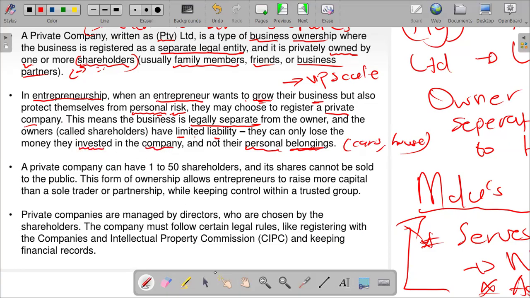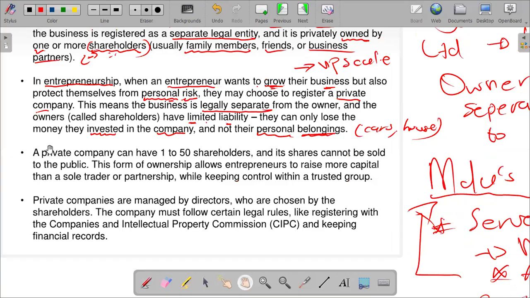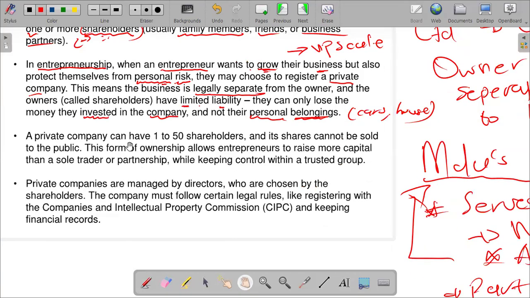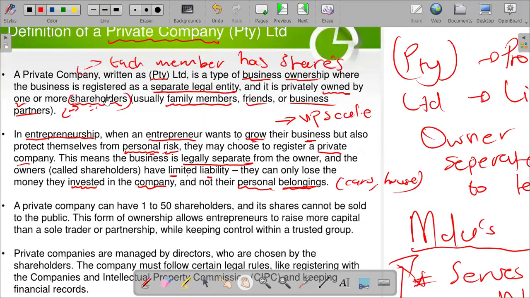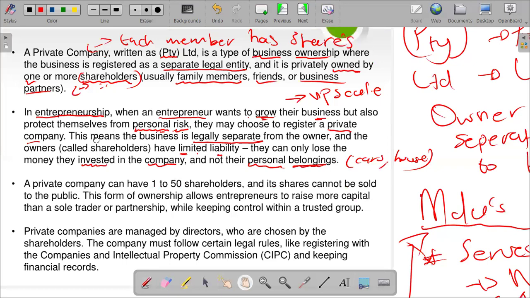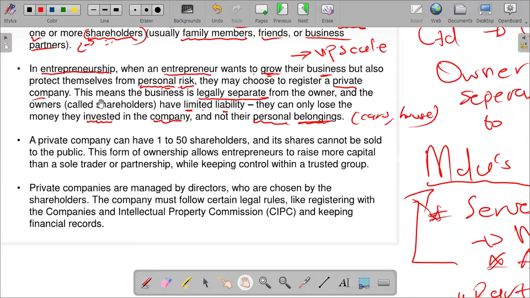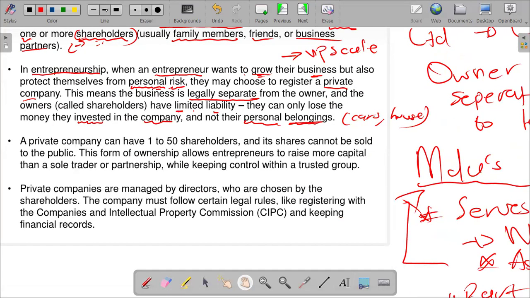All right? So as we move along, a private company can have 1 to 50 what? Shareholders. Not members, not partners, it's shareholders. So a private company can have 1 to 50 shareholders, and its shares cannot be sold to the public, meaning it's not a listed company.